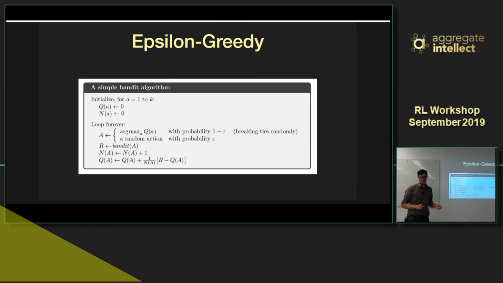And this is what the Epsilon-greedy algorithm looks like. So we're now going to code this together in Python. And if you have any questions now about the theory, please let me know now.